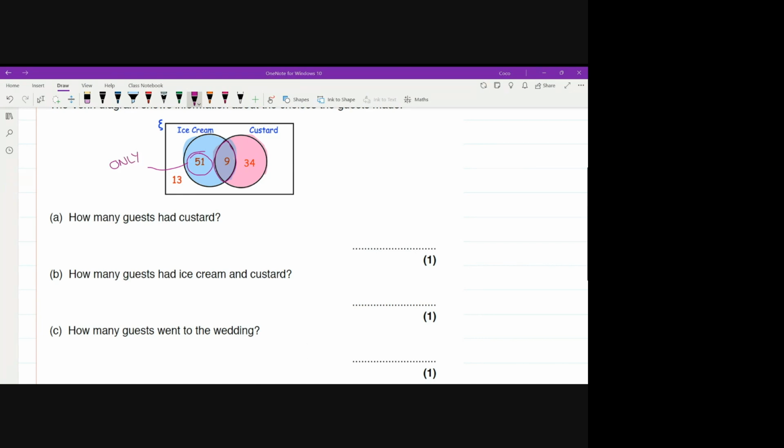Okay. Am I making sense? Right? Now, think about what I've just said. How many people had custard only? 34. Custard only? That's it. 34 people had custard only, because we can't count the people in the middle. These people had custard and ice cream. So how many people had custard only? 44. All right. Okay, I'm going to ask for one more thumbs up. Are we all okay with this idea? I'm glad. All right, lovely.